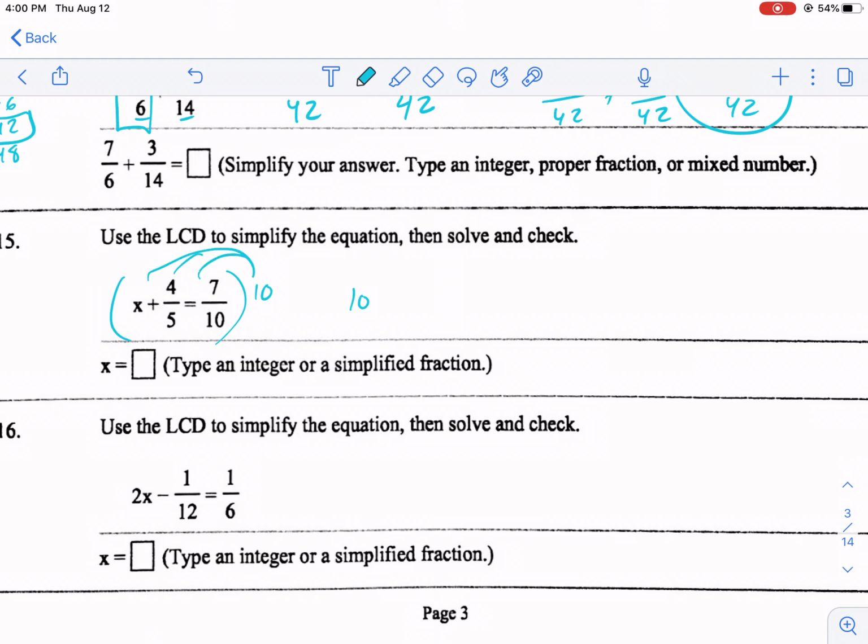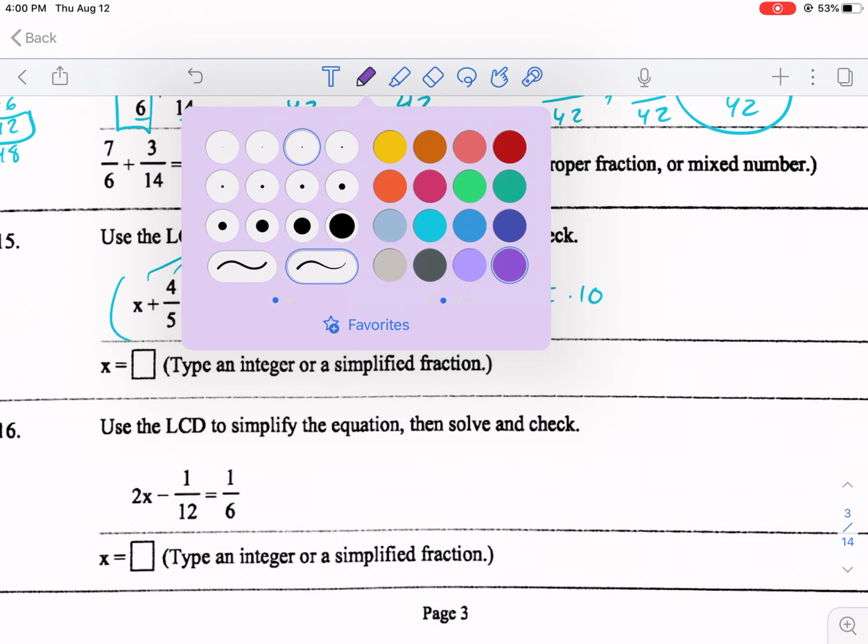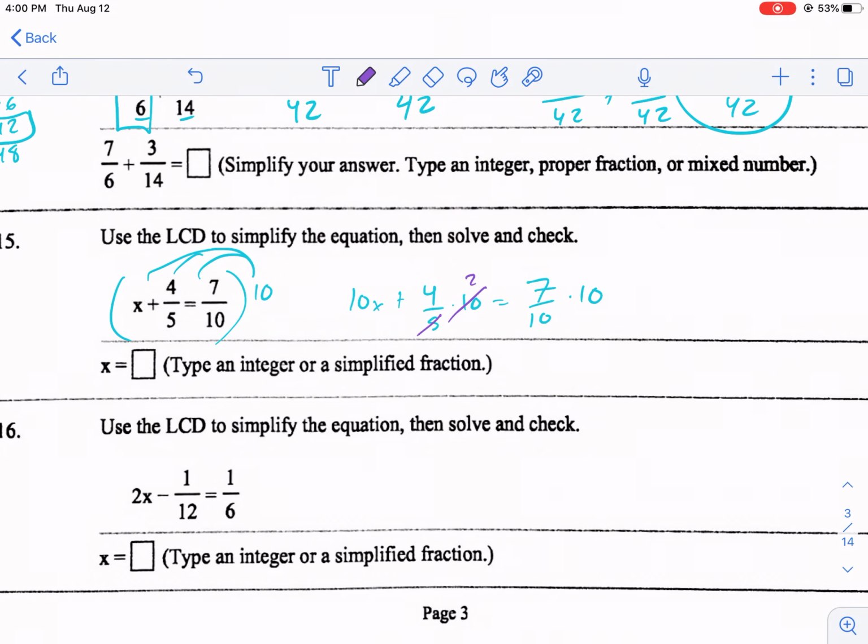So I'm going to multiply 10x plus 4 over 5 times 10, and then 7 over 10 times 10. And what does that do for us? Well, it cancels that, and you're left with 2, and it cancels that denominator completely. So we rewrite this as 10x plus 8 equals 7.